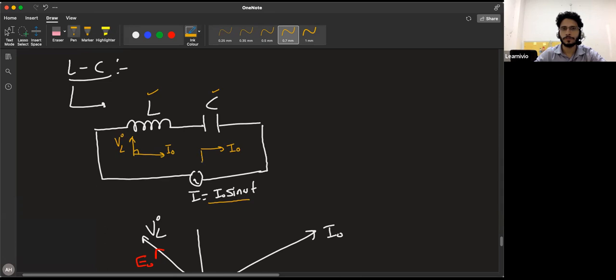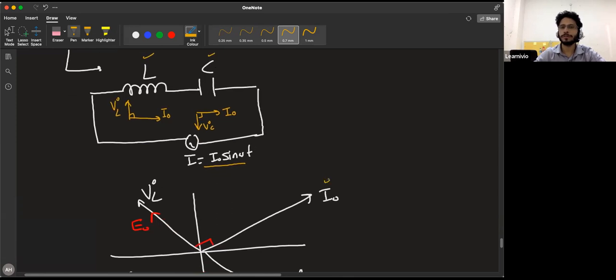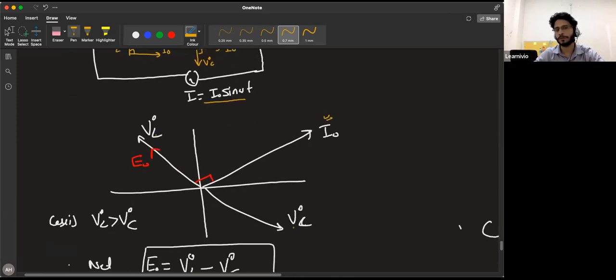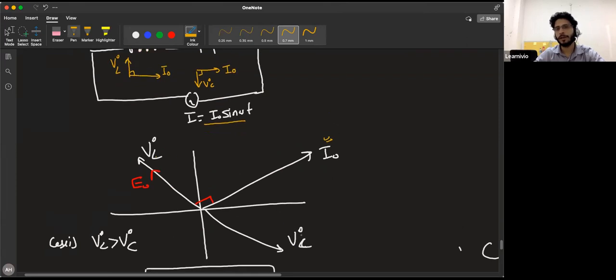It will lag. Voltage will lag by a phase difference of pi by 2. When you draw the phasor diagram, this is I naught, and this is V naught L, and this is V naught C. See, V naught L and V naught C are exactly in opposite directions. If you have two vectors acting in opposite directions, then what will you do to get the total voltage? We subtract them, right?